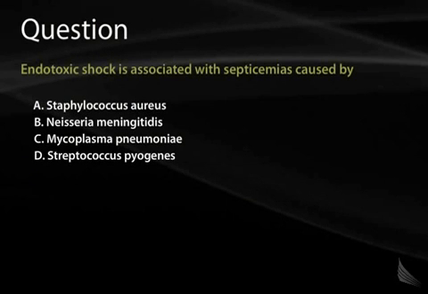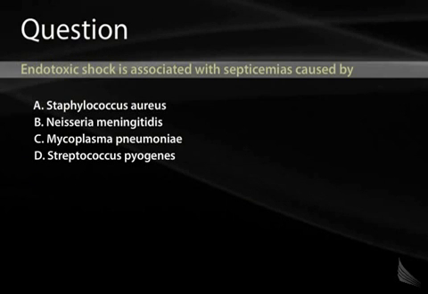Let's do a couple questions. Endotoxic shock is associated with septicemias caused by. So now we have endotoxin, and so we need to look for gram-negative bacteria, because those are the bacteria that have LPS. So A, Staph aureus, is a gram-positive organism. B, Neisseria meningitidis, is gram-negative. Mycoplasma has a different gram stain, and Streptococcus pyogenes is gram-positive.